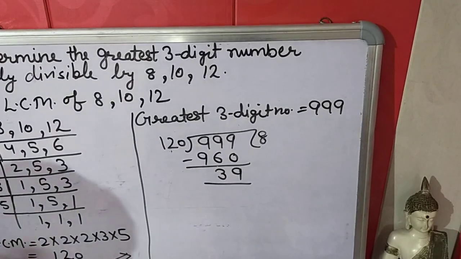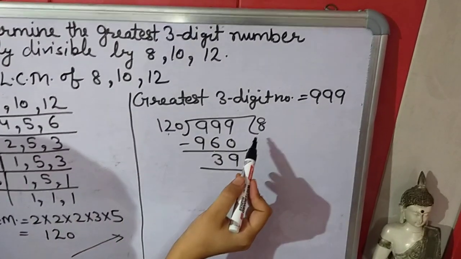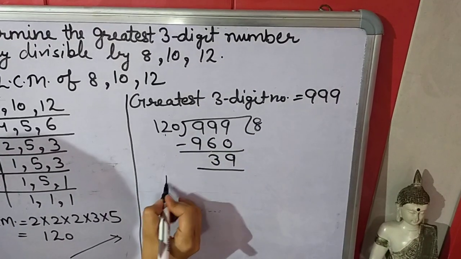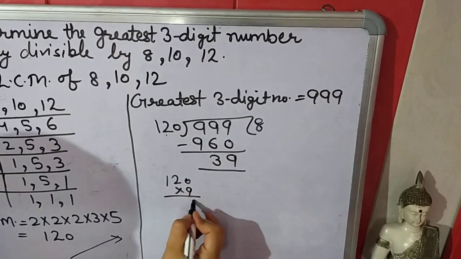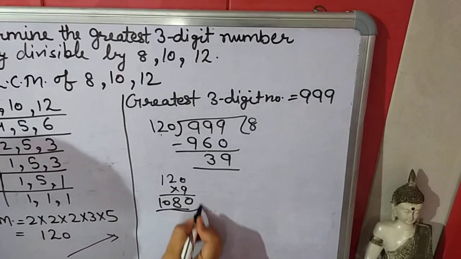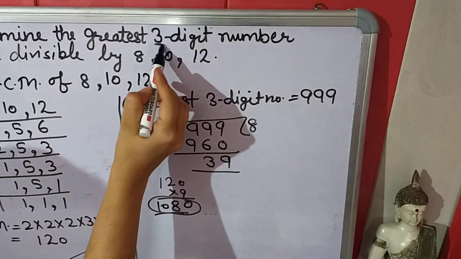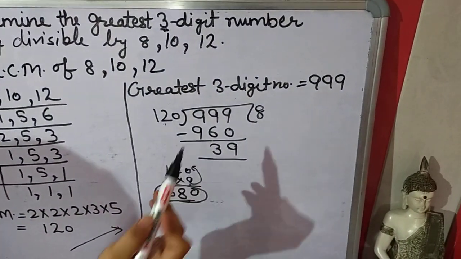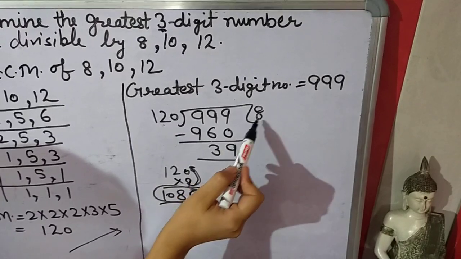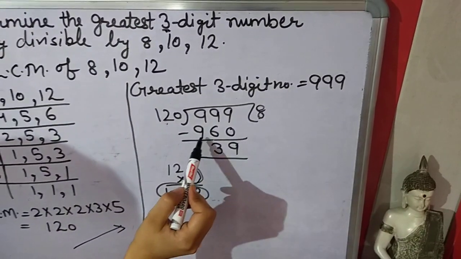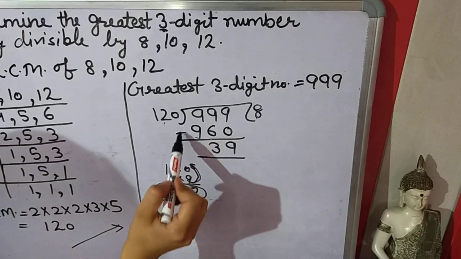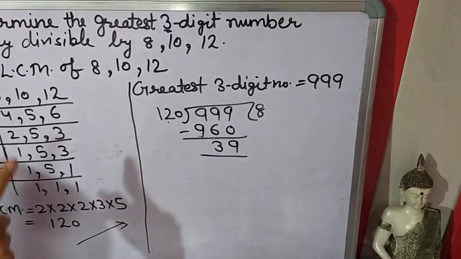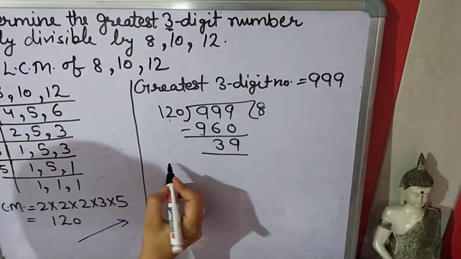In the previous question what we did, we took the next multiple. Now in this question if I take the next multiple, 120 nines, it will be a 4-digit number, but we have to find the greatest 3-digit number. So we will take the previous number. Before 9 there is 8. So what is the greatest 3-digit number? That is 960. That is divisible by 8, 10 and 12.